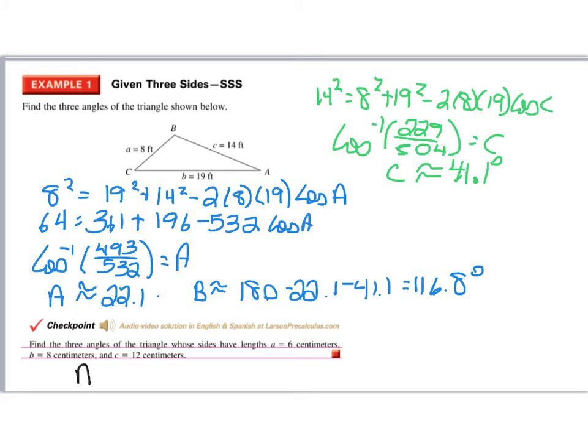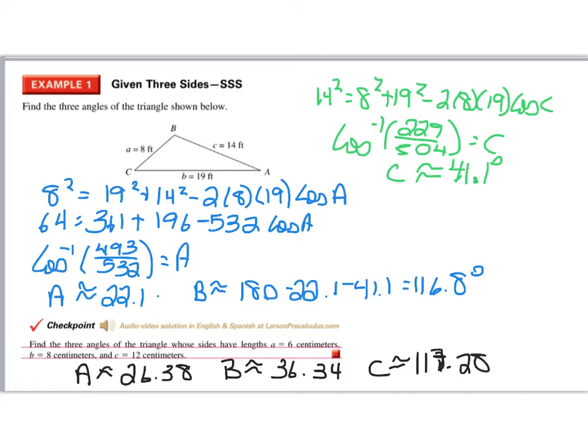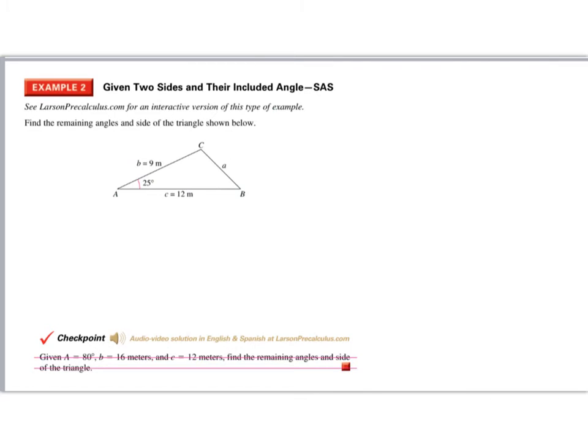So the checkpoint is A is approximately 26.38, B is approximately 36.34, and C is approximately 17.28. Okay, so one of the things we need to be careful of here is we need to find out if there's possibly two solutions. And so we want to solve for H, which would be b sine of A. So that's going to be 9 sine of 25. So H is equal to 3.8.